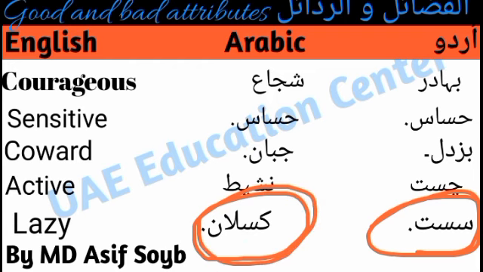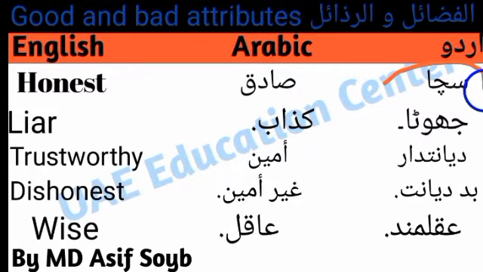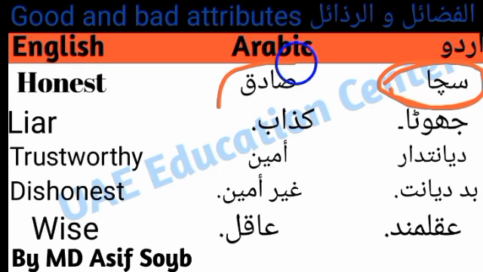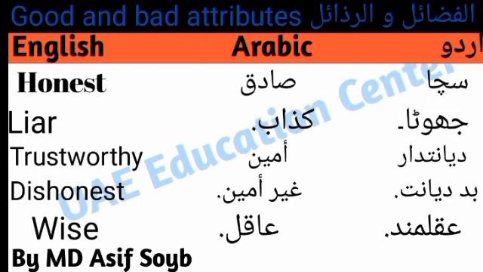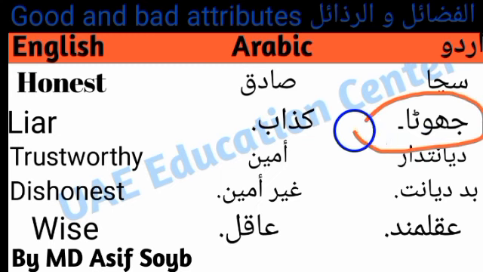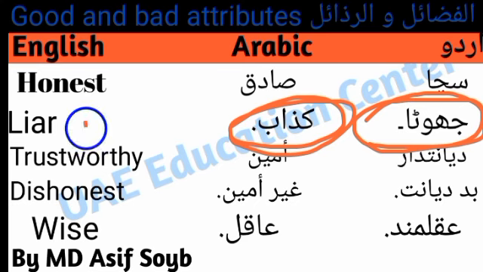And in English, lazy. Next word in Urdu, sacha. Sacha meaning in Arabic, sadiq. And in English, honest. Next word in Urdu, jhootha. Jhootha meaning in Arabic, kazzab. And in English, liar.